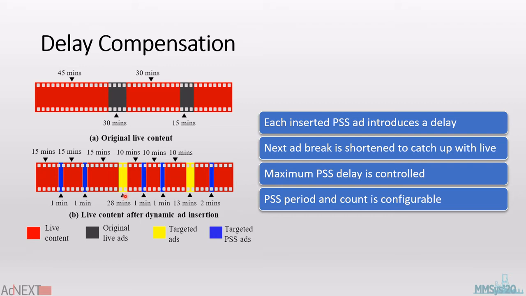One thing to note here is that the targeted ads we add here during the commercial break period may not fill up this commercial break period completely, so we cannot completely fill up this 28 minutes. We can maybe introduce an overshoot here as well, but that's compensated using the same method in the following commercial break period by reducing its duration.